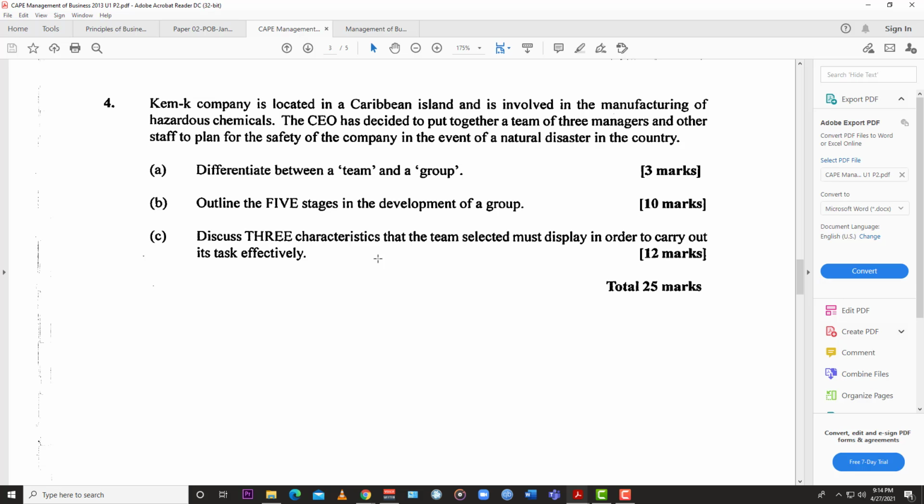So just like that, we knock off number 4 for the May-June 2013 CAPE Unit 1 Paper 2 for MOB, right? Management of Business. So that's number 4.